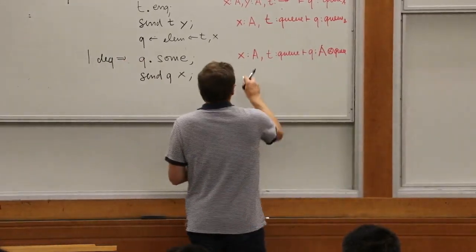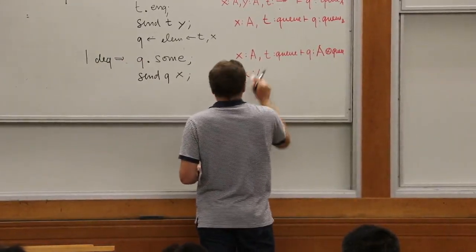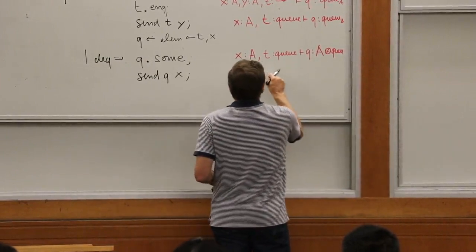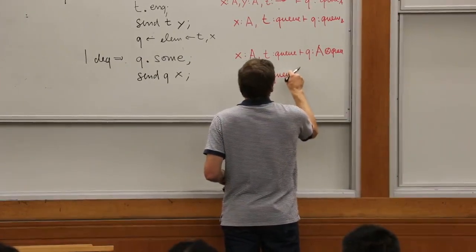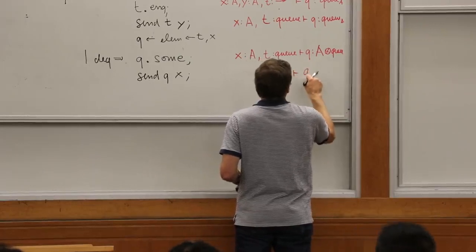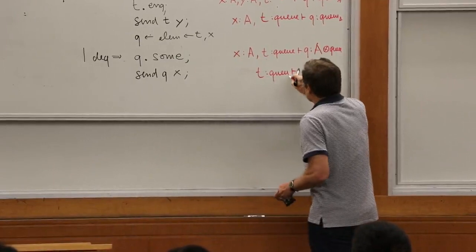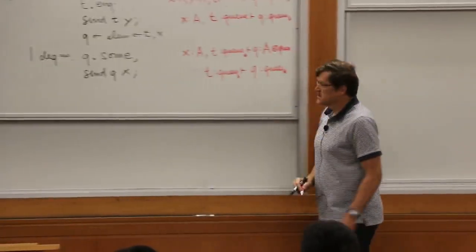Now what is the type at this point? X has type, oh no, X is gone, we no longer have it, we have sent it. T is a Q. And Q is also of type Q. Okay, so what do we do now?